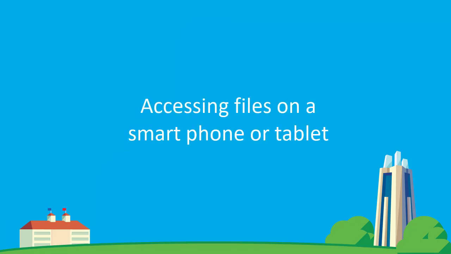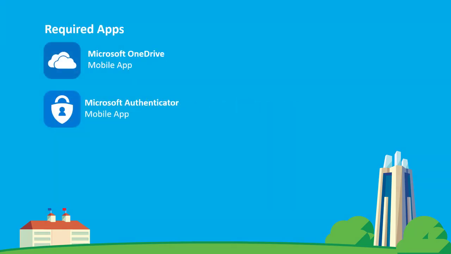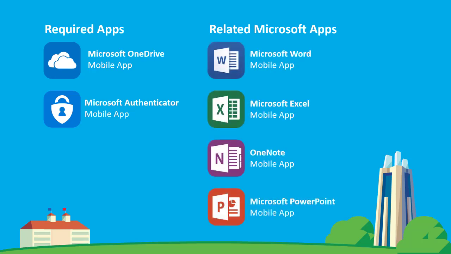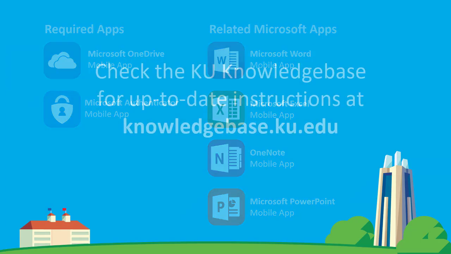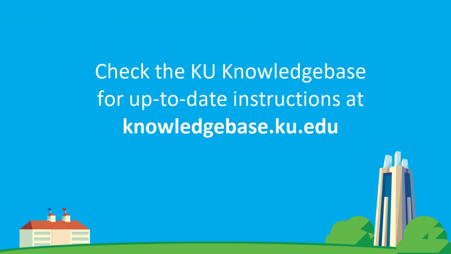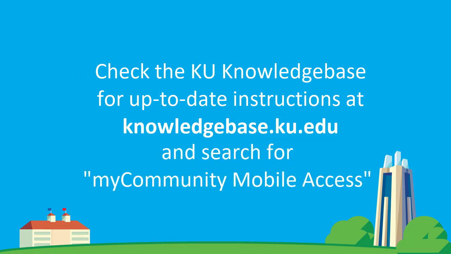You can locate files stored in your OneDrive for Business personal online storage space using the OneDrive app. To open and edit Word docs, Excel workbooks, and so on, you'll have to download and sign in to the corresponding Microsoft app. Please check the KU Knowledgebase for the most up-to-date instructions at knowledgebase.ku.edu and search for myCommunity Mobile Access.